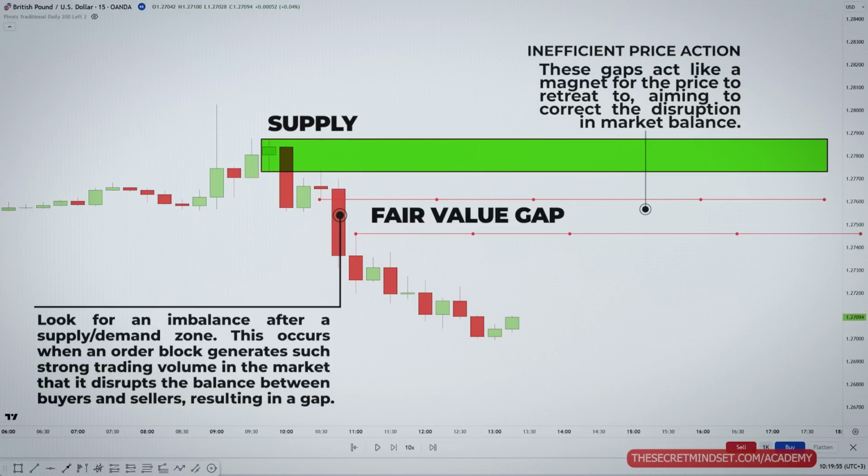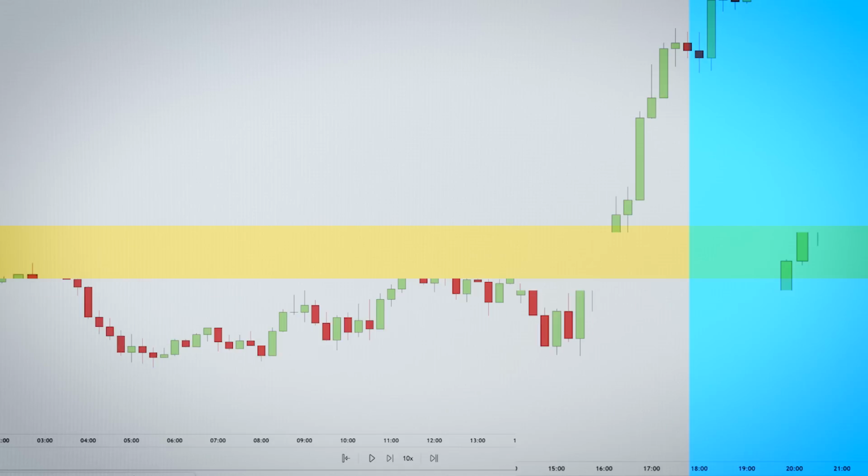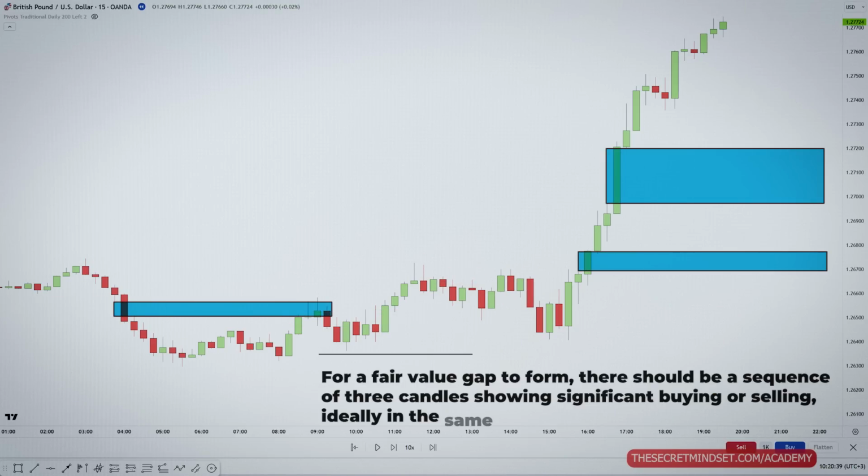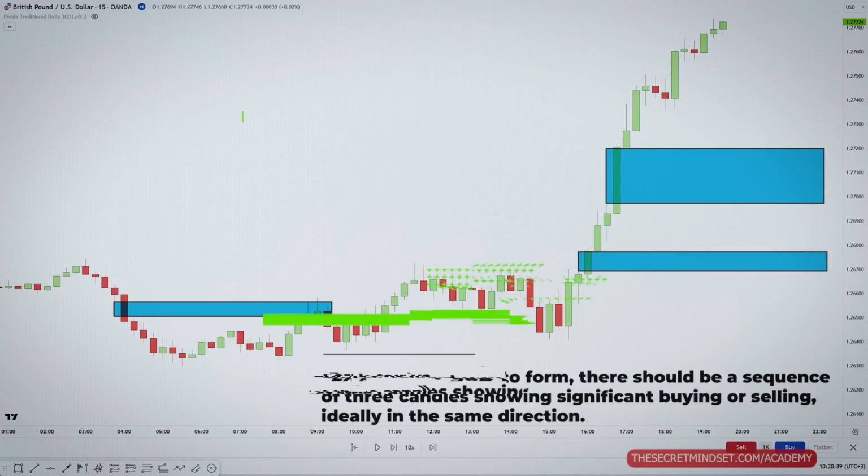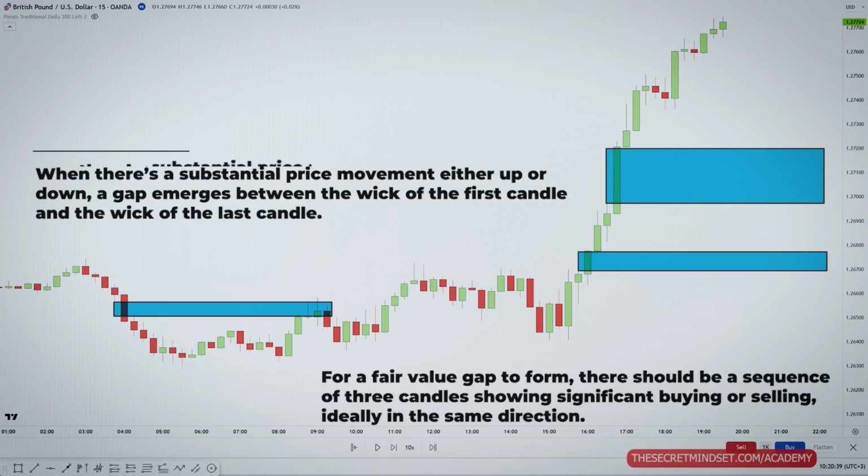These gaps act like a magnet for the price to retreat to, aiming to correct the disruption in the market balance. For a fair value gap to form, there should be a sequence of 3 candles showing significant buying or selling, ideally in the same direction. When there's a substantial price movement either up or down, a gap emerges between the wick of the first candle and the wick of the last candle.